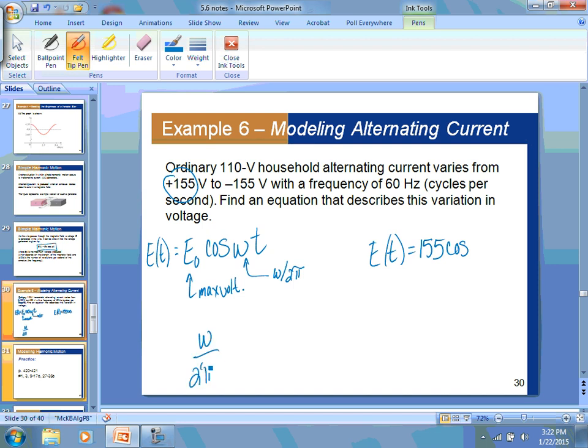So then if I solve this, if I multiply both sides by the 2 pi, I would have 60 times 2 pi, which is going to be 120 pi. So that's my value for the W that I'm going to substitute in here. So I'll have the cosine of 120 pi times t. So there's my final equation.